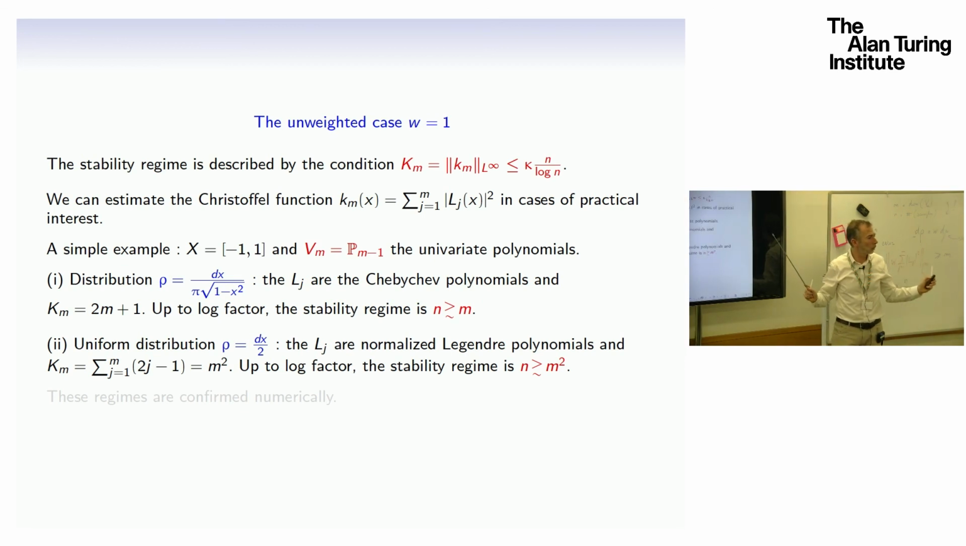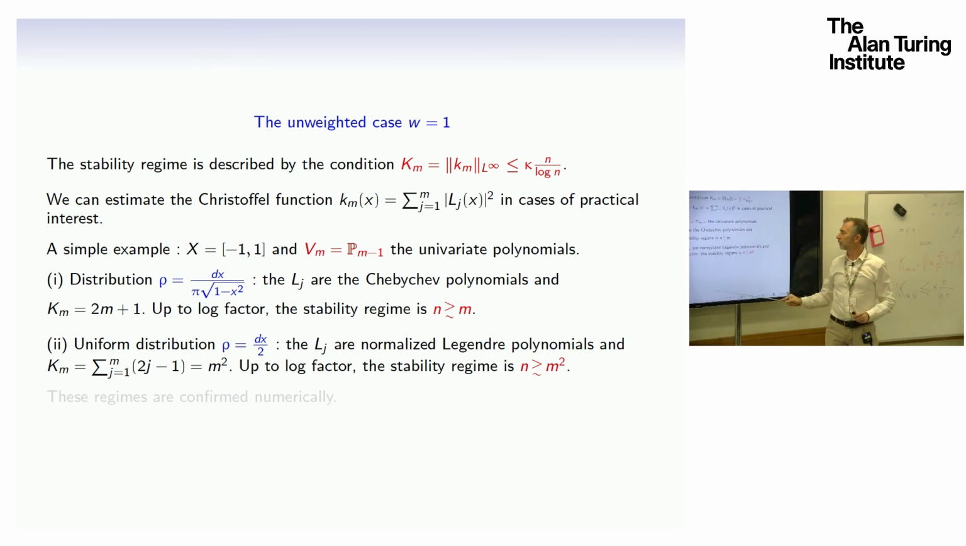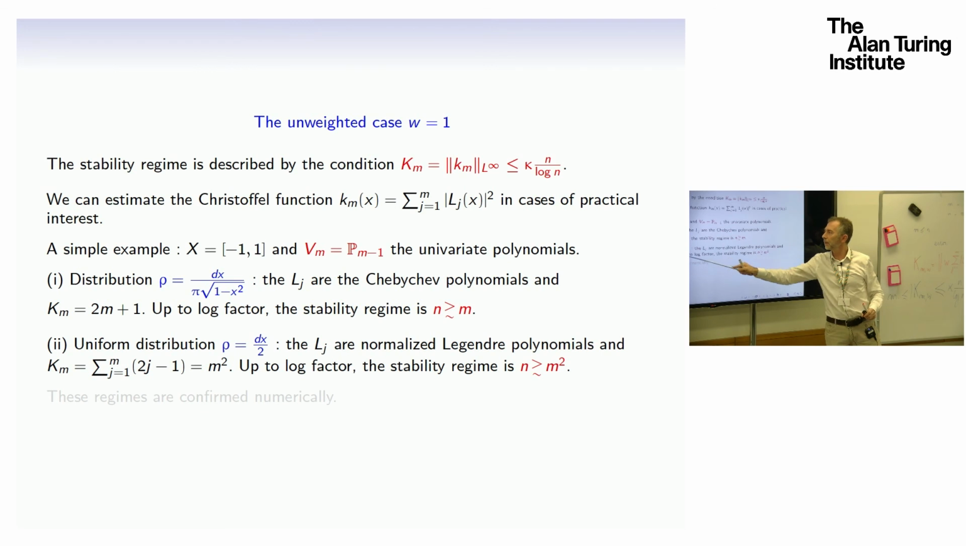They are the Legendre polynomials that we know very well. Now, the Legendre polynomials are not completely flat. If you have seen what they look like, they are small in the center and they get larger near the boundary points. And the effect of that is that K_m, the max of this, is going to be the sum of the value at the endpoint 1, and it's going to scale quadratically with m. So now you are in a much less favorable stability regime.